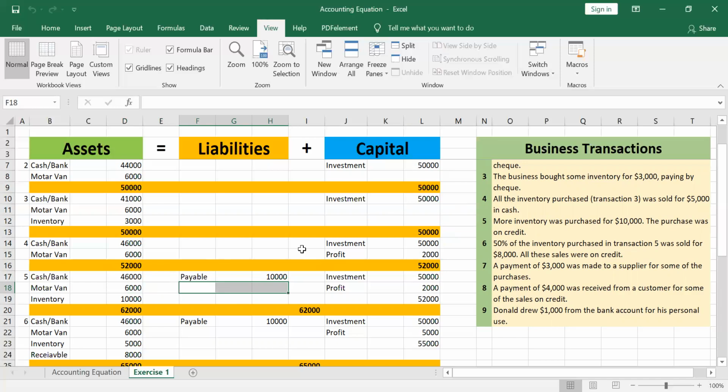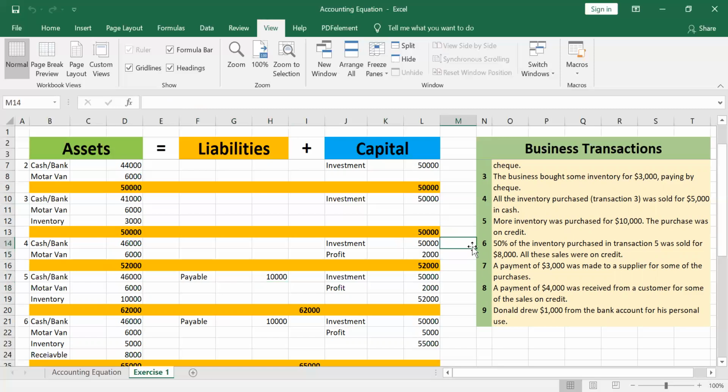Now we have to pay this 10,000 to our payables. So this 10,000 will be recorded under the liabilities. The capital area remains the same. So assets equal 62,000. Liabilities plus capital is 62,000. Out of 62,000, 10,000 is your liability and the rest is your capital.